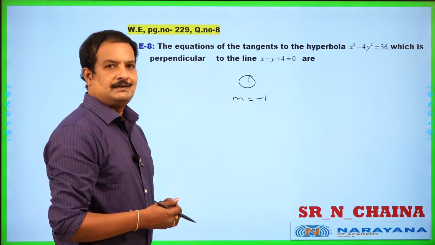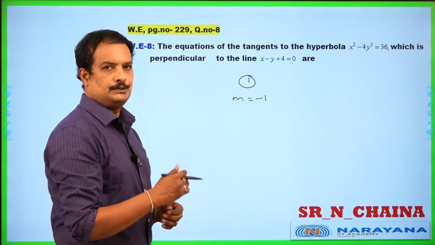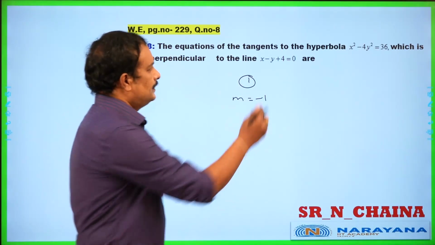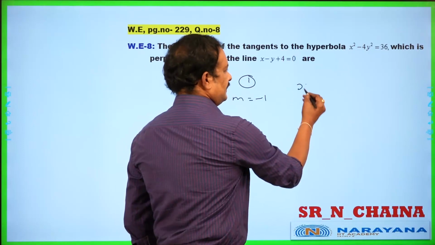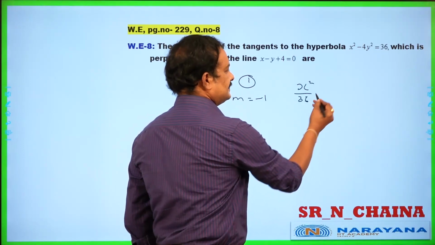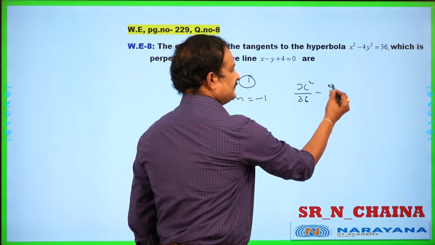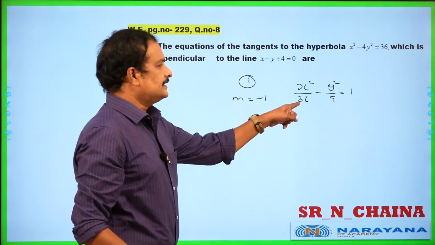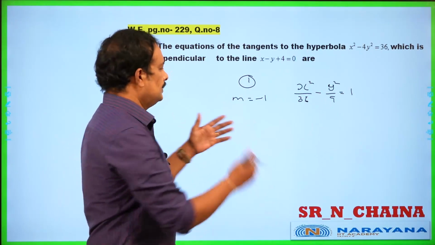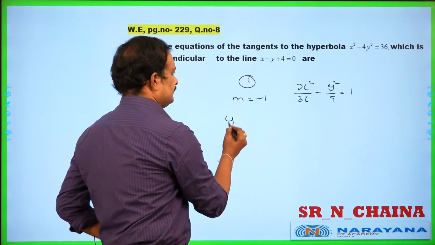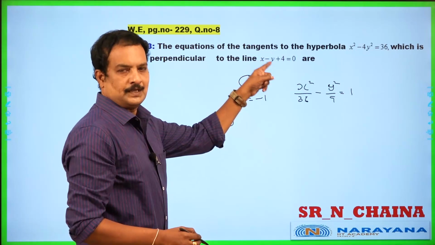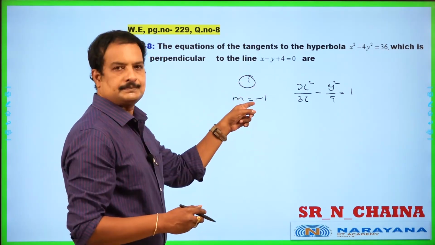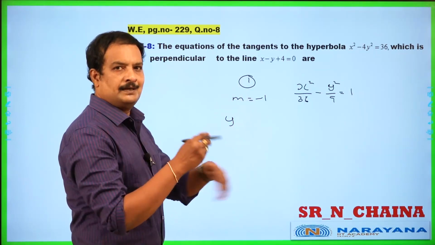But we know the equation of the tangent in slope form: y equal to mx plus or minus root over a square m square minus b square. You take the hyperbola equation, that is x square by 36 minus y square by 9 equal to 1, in the standard form of course. So a square is 36, b square is 9 there. Now we can take the equations of the tangents which are perpendicular to this line. The slope of that line is 1, so the slope of the perpendicular line will be minus 1. So this is the slope of the required tangent.